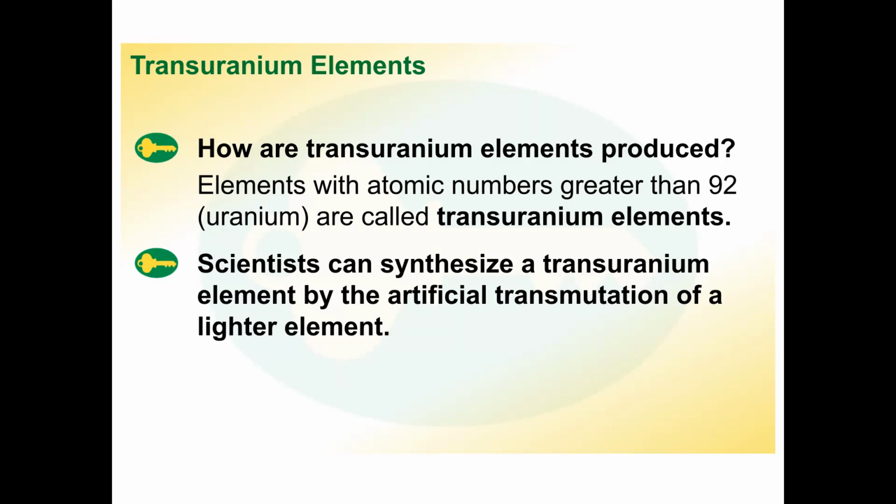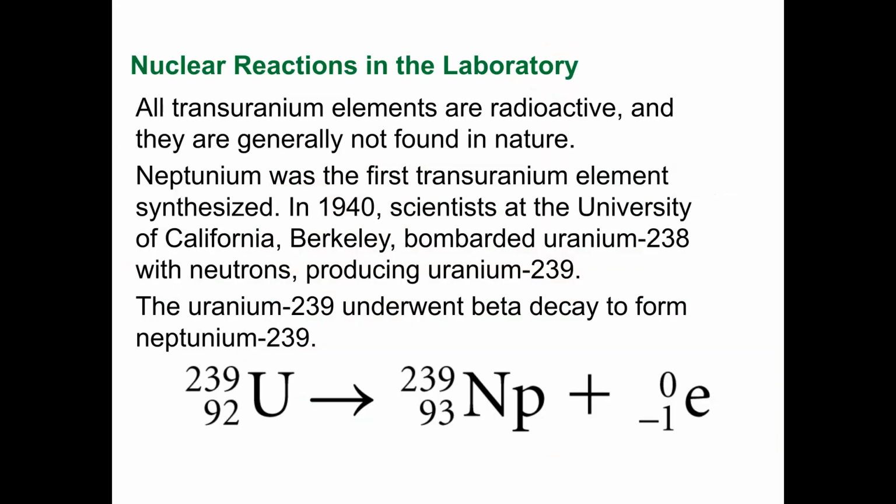So how are transuranium elements produced? Well, elements with atomic numbers greater than 92, which is uranium, are called transuranium elements. And if you look on the periodic table, you could see them. Scientists can synthesize transuranium elements by artificial transmutation of a lighter element. In other words, they take a lighter element that doesn't have as many neutrons or protons, and they bombard it with a neutron or proton in a way that they're forcing it to become another atom. So a transuranium element is going to be radioactive, right? We're changing the makeup of it, and they're not generally found in nature.